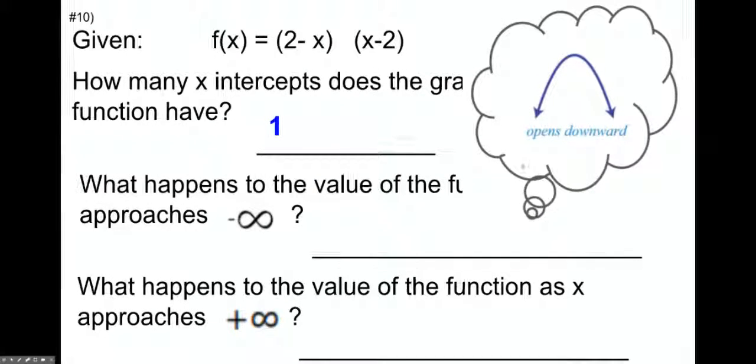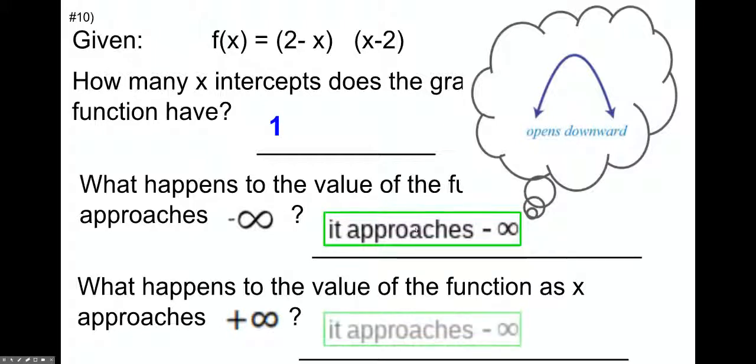So then what's the end behavior? It's going to approach negative infinity no matter where you look. You can look to the left, it's going to be going down. You can look to the right, it's still going to be going down. So the end behavior is that it approaches negative infinity. Okay, so that's the answer to this.